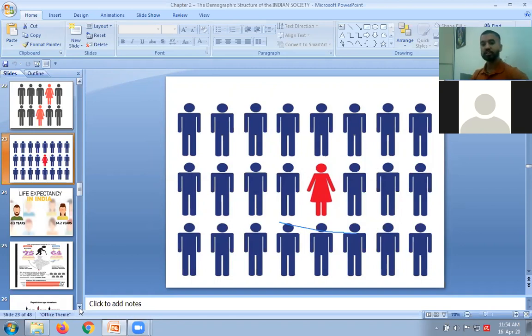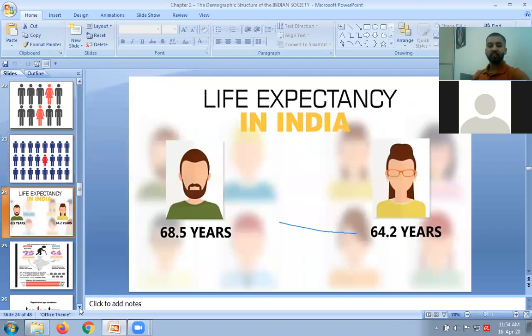We have to increase the number of females by creating awareness in the public. That's very important. So after the sex ratio concept, we're going to understand life expectancy. Now look at that. Life expectancy is the number of years a person is going to live, and this is what life expectancy is all about.